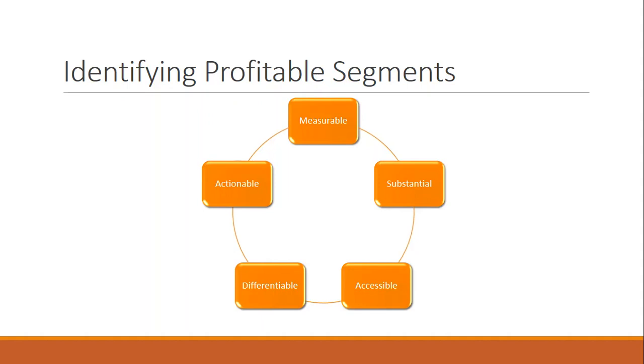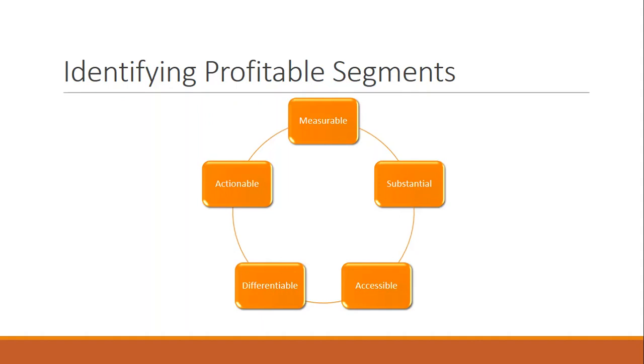Fourth is differentiable. I need to be able to differentiate between 2 segments. For example, if I have a segment A and a segment B, there need to be unique identifying characteristics in each of them. So, for example, a segment which is made up of women and a segment which is made up of men is differentiable, clearly. But if a segment is made up of 40 to 55-year-old women and another segment is made up of 45 to 60-year-old women, that's not really differentiable because there's a lot of overlap between these two. So therefore, it needs to be differentiable.